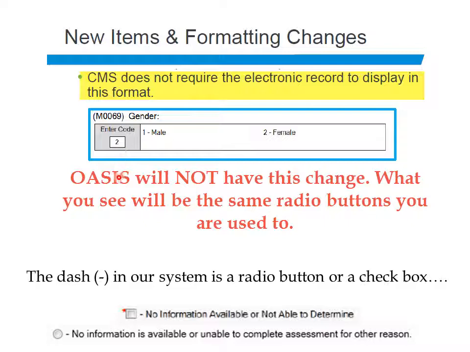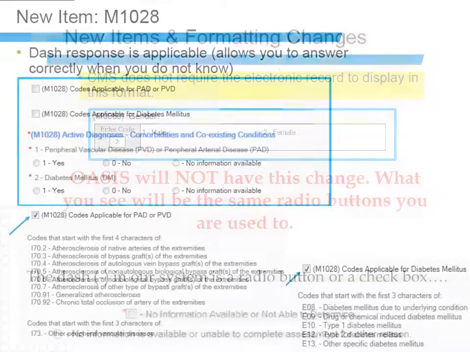What is new is that there is the dash option in some of the questions. So if you could not gather the information, you can enter a dash. And it's not a dash, for us anyway. It's either a checkbox or it's a radio button, and it'll say something to the effect of no information is available. Depending on the question, it kind of varies what the dash response is.